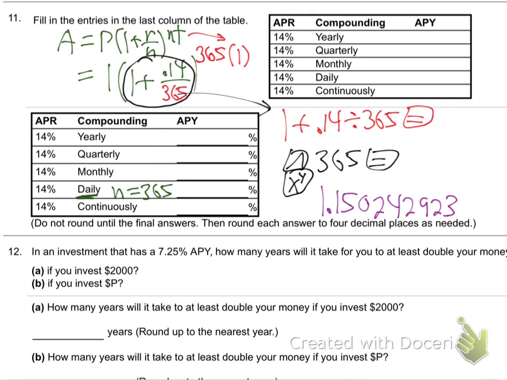Wait, what? Drop the 1. Let's just go through the steps. Drop the 1, because we just want the growth. We don't want the original dollar. It's been there all along. We just want the growth on the dollar. That's what they're really asking us. What's your growth? So then you've got a decimal number now. Change it to a percentage, moving 2 places. 15.0242923%. Now it's a percent.